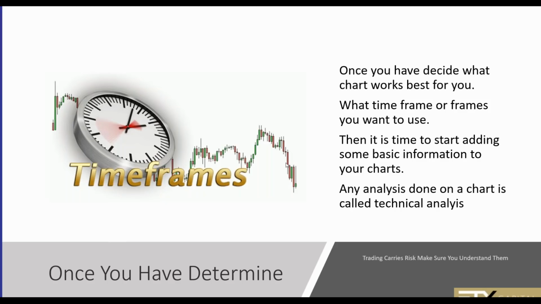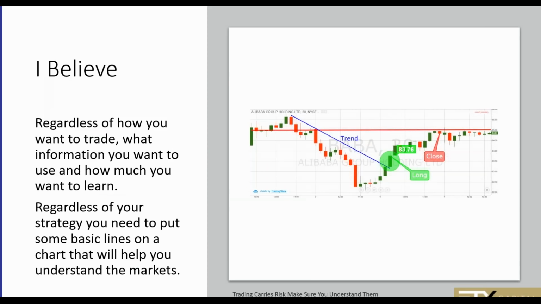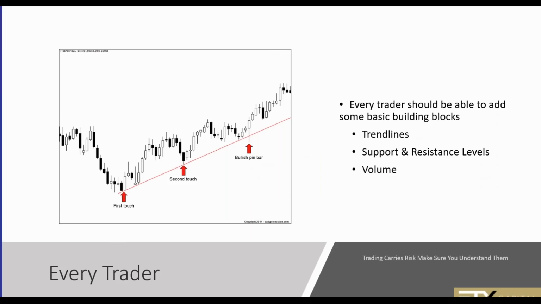So once you've decided what charts work best for you and what time frames you want to use, it's time to start adding some basic information to your charts. Any analysis done on a chart is called technical analysis. Now, regardless of how you want to trade, what information you want to use, and how much you want to learn, regardless of your strategy, you need to put some basic lines on a chart that will help you understand the markets. Every trader should be able to add some basic building blocks, and these are trend lines, support and resistance levels, and volume.